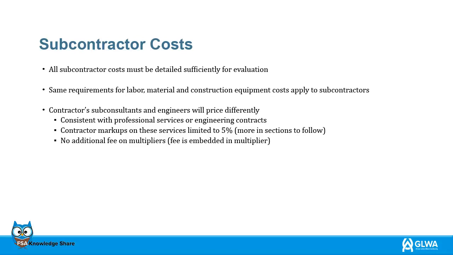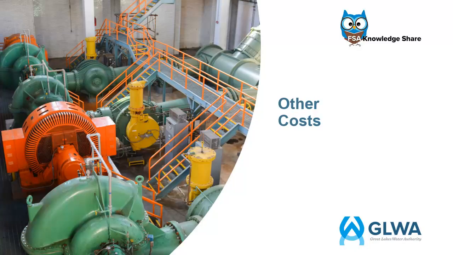The contractor's subconsultants and engineers will price differently, and they will be consistent with professional services or engineering contracts. There is a 5% limit on any contractor markups on these services. The fee is embedded in the multiplier, so there will be no additional fees on multipliers. In the event of unusual circumstances, such as an emergency condition, the contractor may request reimbursement for costs not originally included in the contract scope.